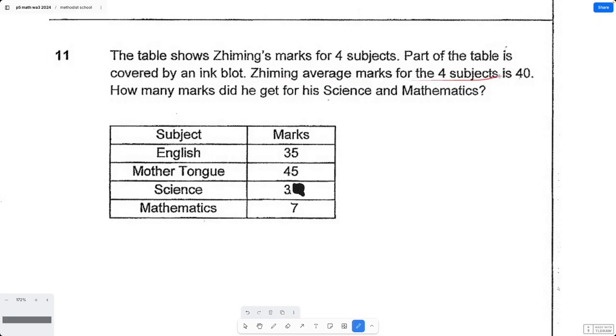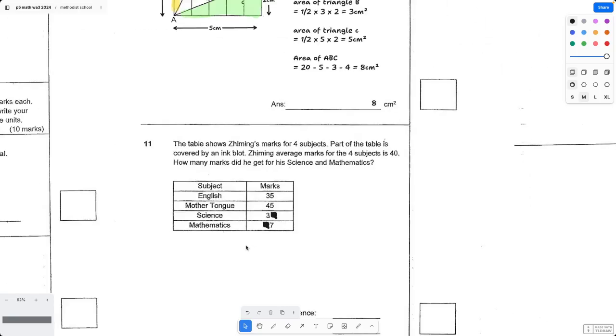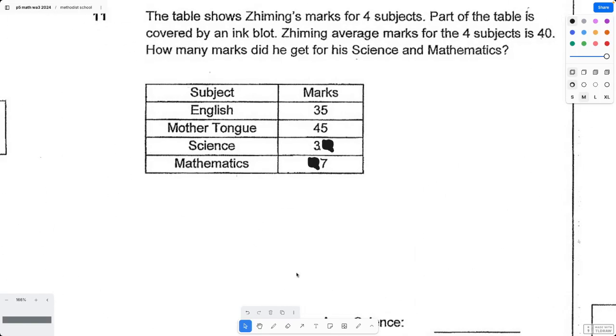Ziming's average marks for the 4 subjects is 40. How many marks did he get for his science and mathematics? Oh, there's another ink blot as well. In this case, I think it's here. There are 2 ink blots. All right, so first thing is we want to get the total.